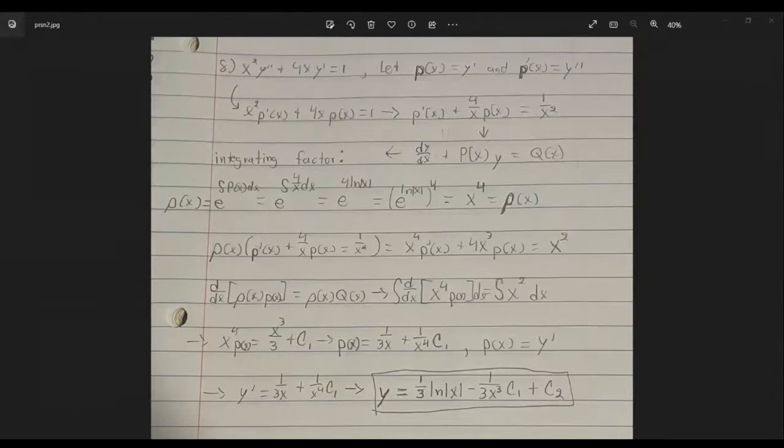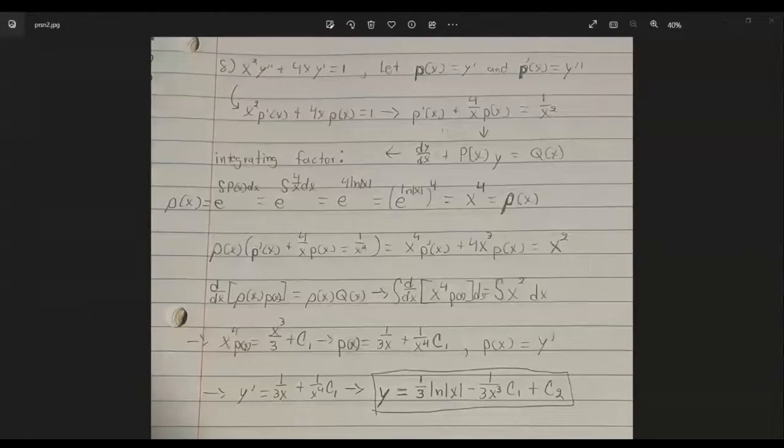I started off by substituting y prime with p of x. Remind us of the question. Always start with the question itself. So the question is x squared times y double prime plus 4x times y prime equals 1. That's the given equation. The problem just wants the general solution.